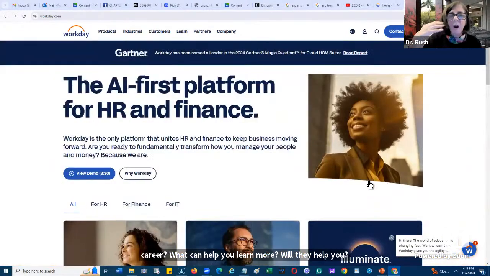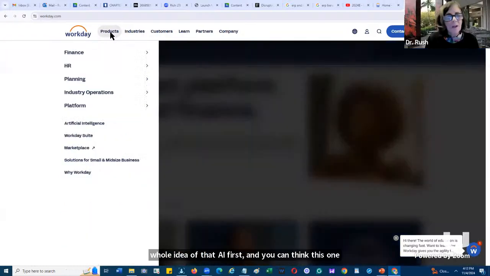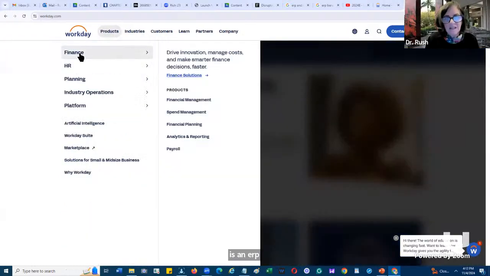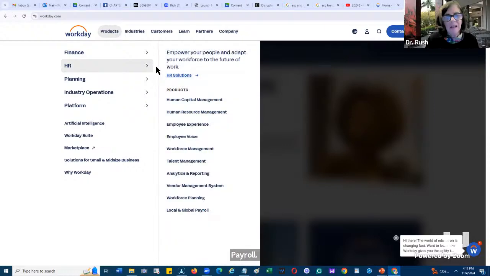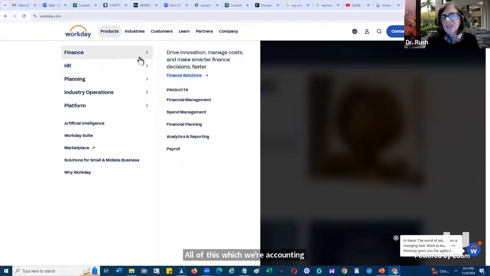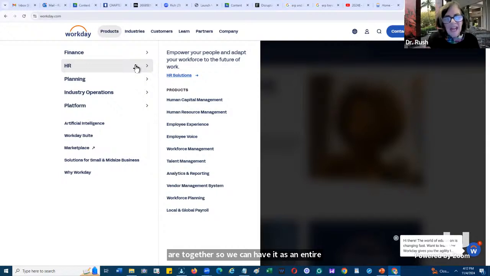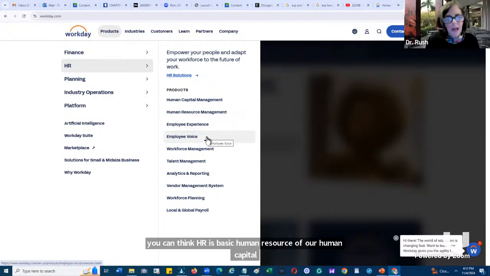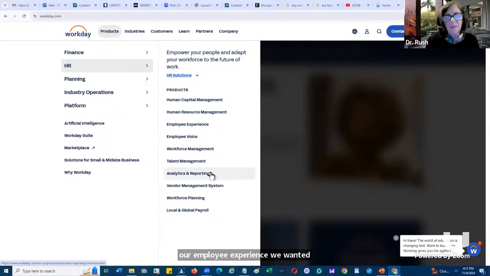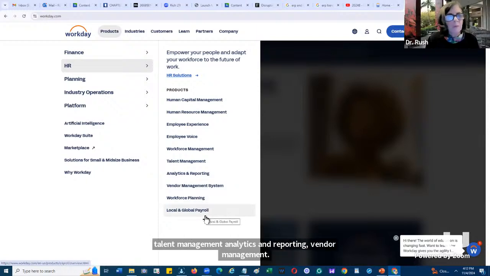But this is that whole idea of AI first, and you can think of this one as an ERP. So what are the products? Finance, planning, and guess what? Analytics and reporting. Payroll. All of this, which is accounting, basically, we can think about in finance, together so we can have it as an entire organization with HR. And you can think of HR as basic human resources, our human capital, our employee experience. We want to really help our employees: talent management, analytics and reporting, vendor management, workforce planning, and local and global payroll.